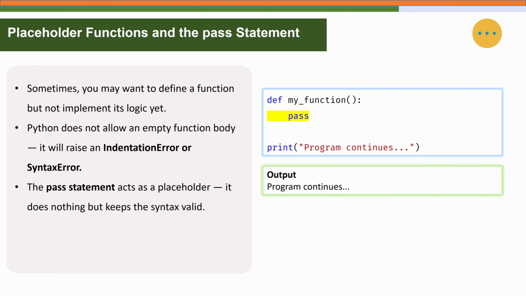The pass statement literally does nothing. It's just a placeholder that tells Python there is no code here yet, but the code block is intentional. You can think of it as a do-nothing statement that keeps your code syntactically correct while you are still designing or maybe debugging other parts.